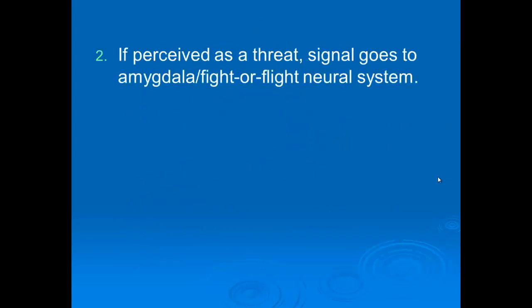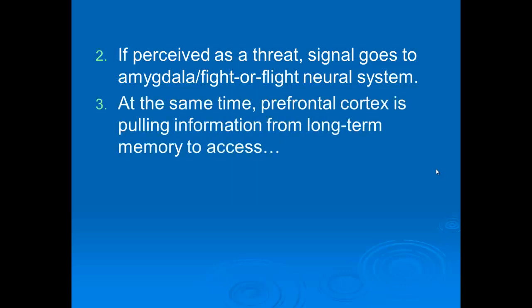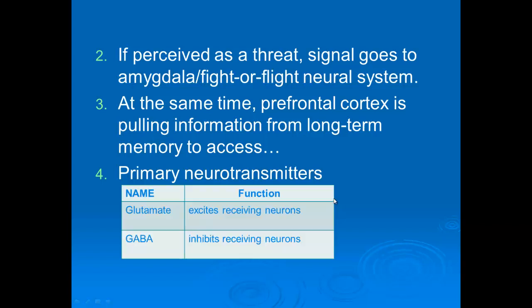Once the brain processes a threat, then the signal will go to the amygdala, and the fight-or-flight neural system is activated. At the same time, the prefrontal cortex is pulling information from long-term memory to access. Now, if you're under stress, there are many chemicals released by your brain. So there are some primary neurotransmitters. Those are the chemicals. You don't have to worry too much about these names, but sometimes people are interested, and so that's why I have the names of these neurotransmitters if you want to look at them.